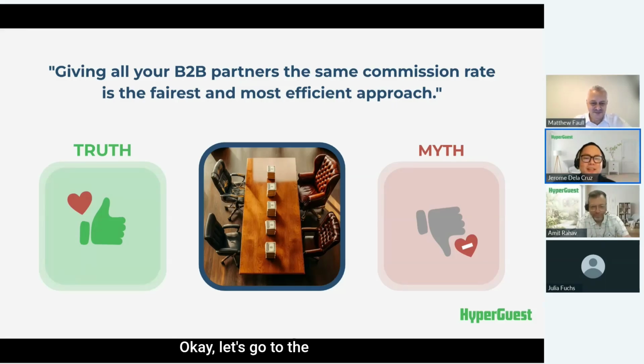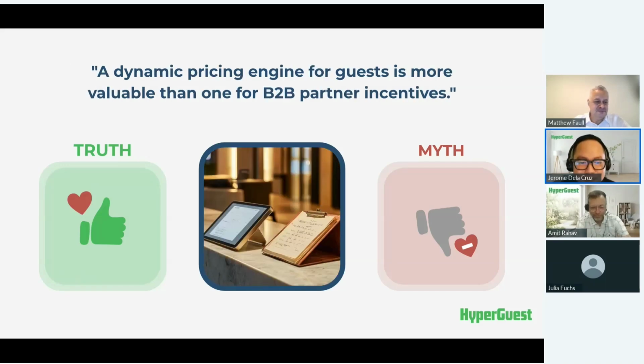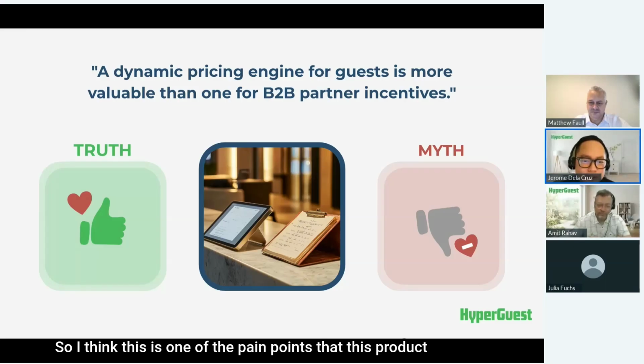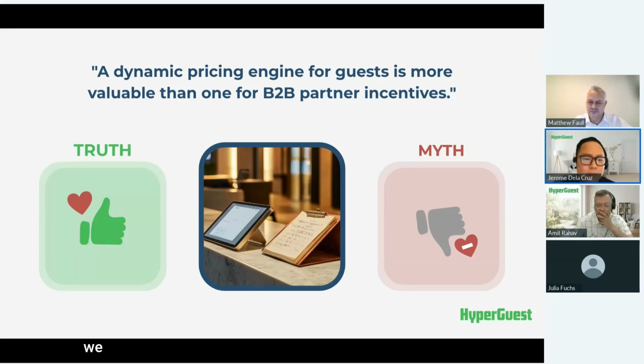Excellent. Okay, let's go to the next one. A dynamic pricing engine for guests is more valuable than one for B2B partners. I think this is one of the pain points this product is solving. All the revenue management systems we know are normalizing the data and maximizing the best rate in front of the customer. But in terms of B2B, we have very few products. Now we have Revenue Compass.